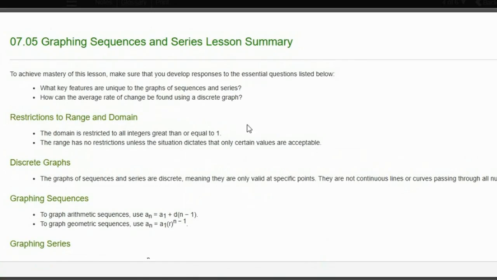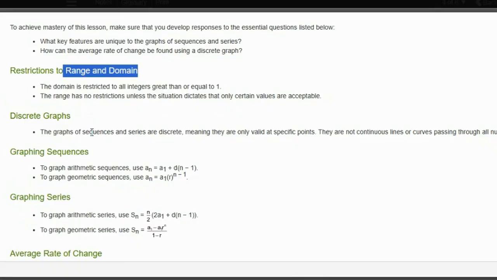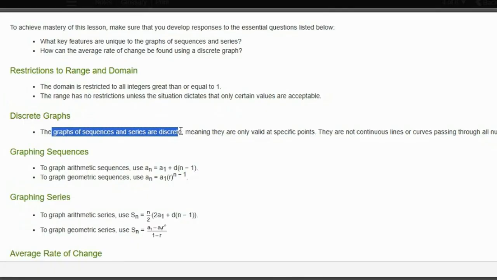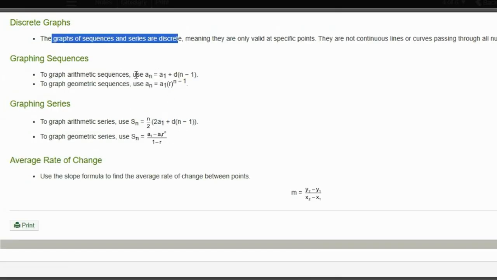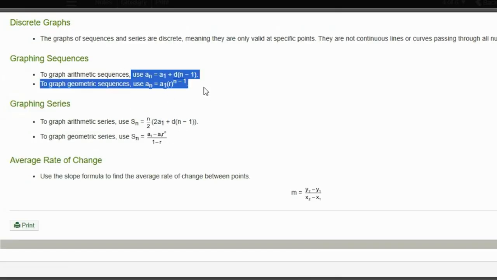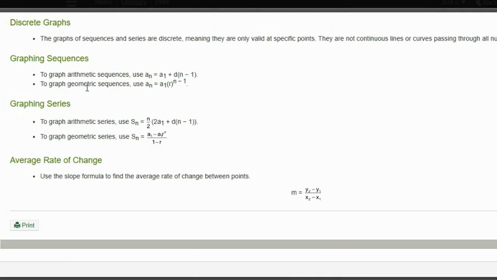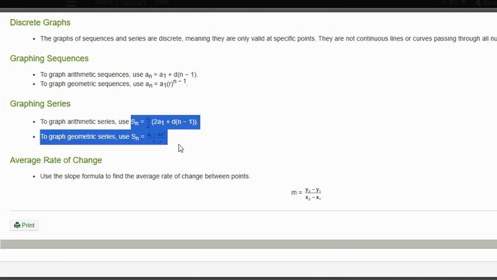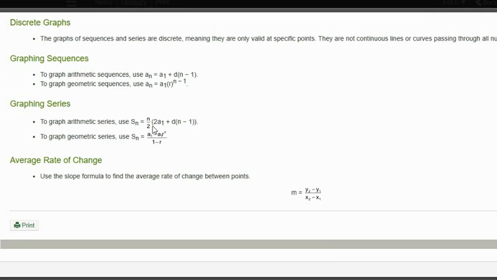Okay, lesson summary. Restrictions to the range and domain. Discrete graphs are what? The graphs of sequence and series are discrete. They're not connected. Here's the formulas you want to use for graphing sequences, whether it's arithmetic or geometric. Here's the formulas you want to use for series. And the only thing we have talked about is the average rate of change.